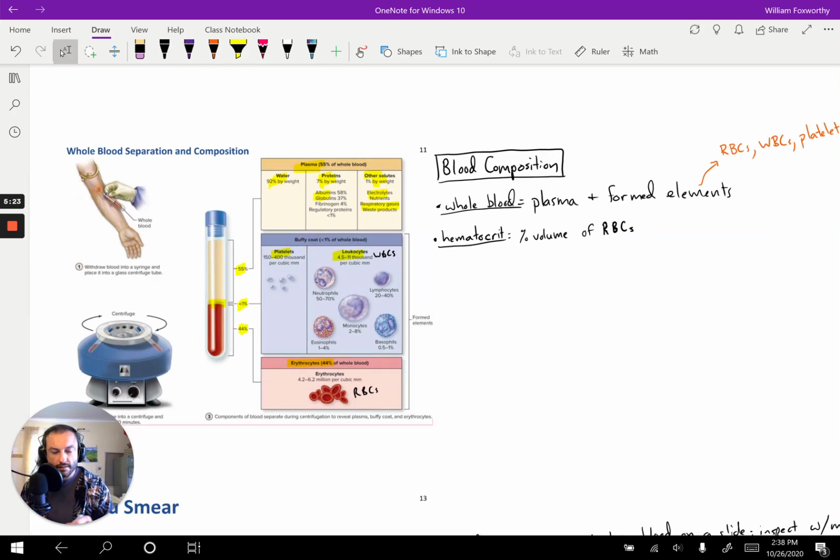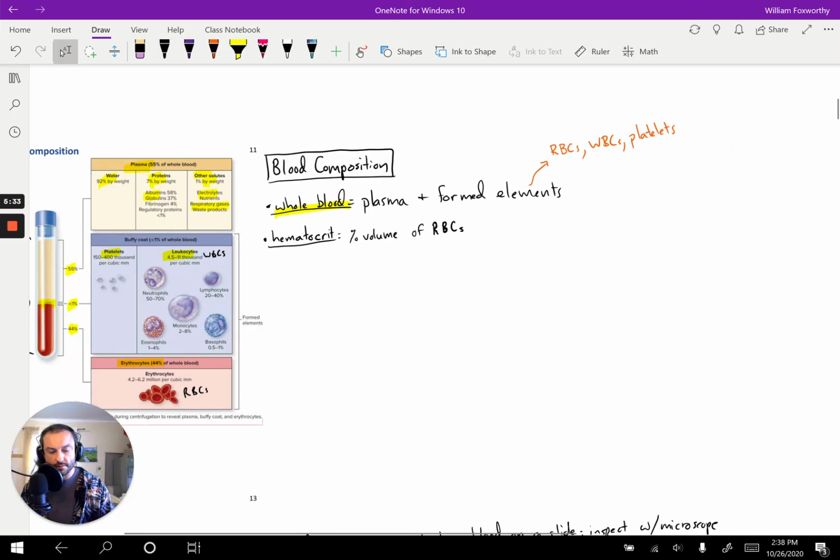So if you look at these terms here, whole blood represents all of this stuff together. It's your plasma, which is a liquid component, plus your formed elements. And the formed elements, again, are red blood cells, white blood cells, and platelets. And the reason they're not called cells, the whole group of them, is because red blood cells and platelets are modified kind of portions of cells.